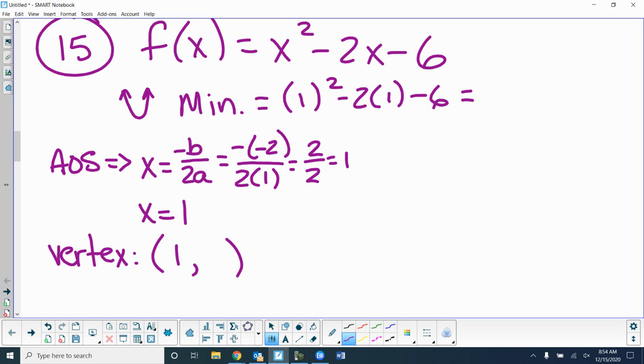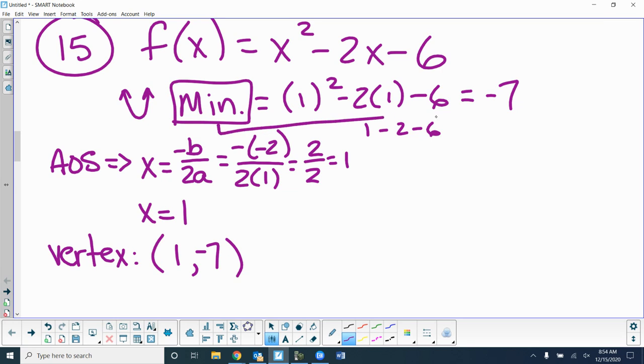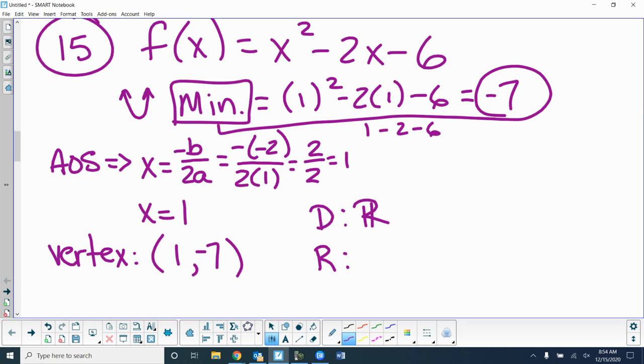So 1 squared is 1, minus 2 minus 6 is what, negative 7? So my minimum value is negative 7. Domain is always what for these parabolas that open up or down? All real numbers. My range is my y values. When it's a minimum, it's y is greater than or equal to whatever that minimum value is.